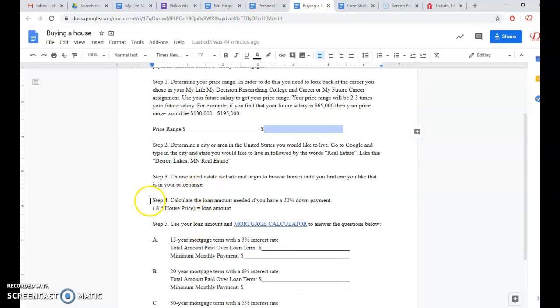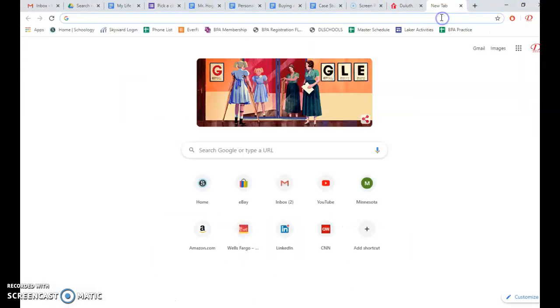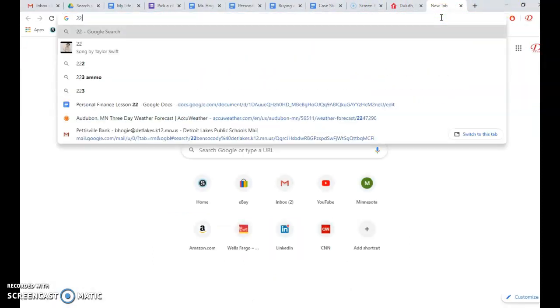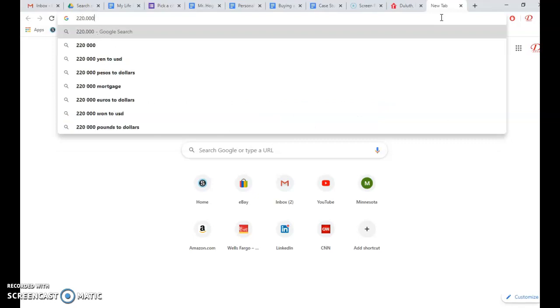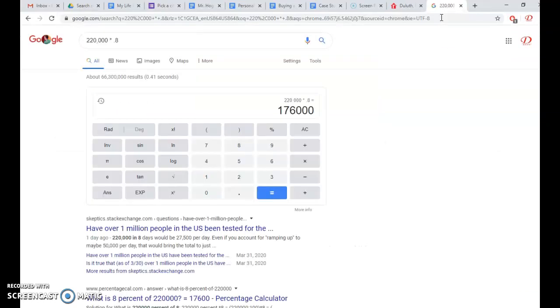Okay. As soon as I've got the price, I need to calculate the loan amount. All right, considering a 20% down payment. So I take the house price and I multiply it by 0.8. Right. So again, in my scenario, it's $220,000 times 0.8 is going to give me $176,000. That's what I need to borrow. That is my loan amount. All right.